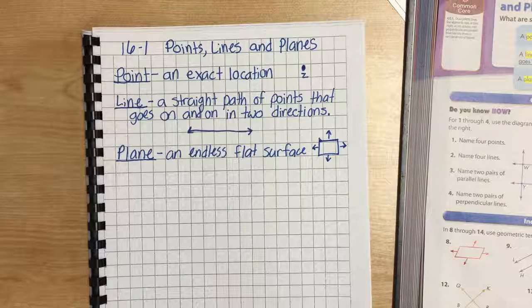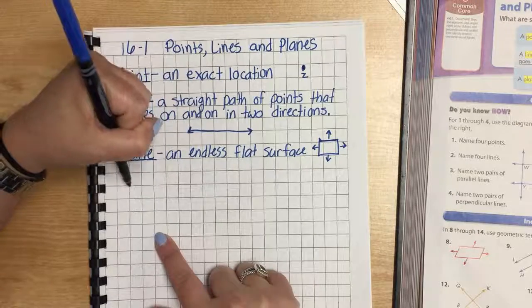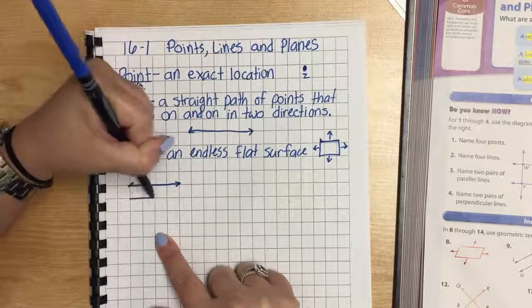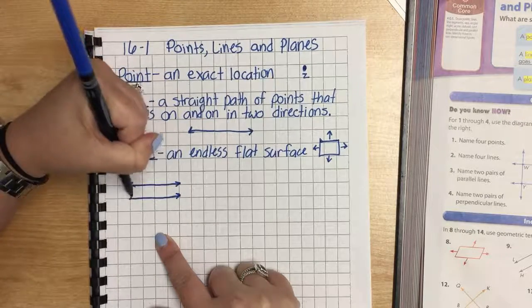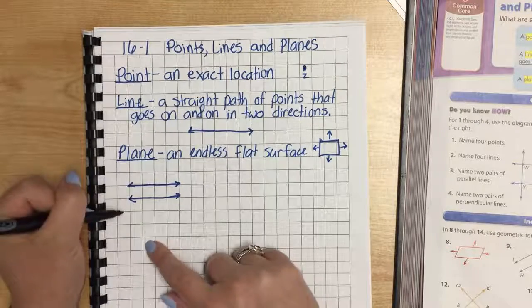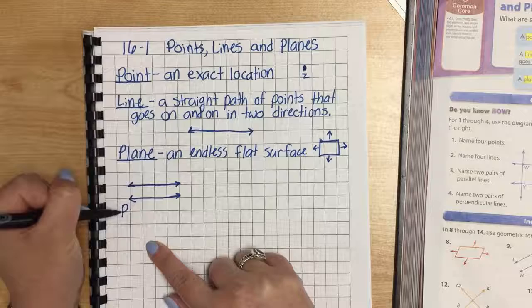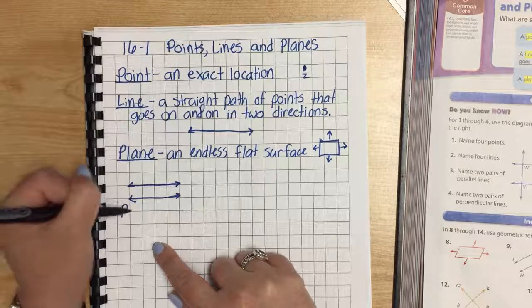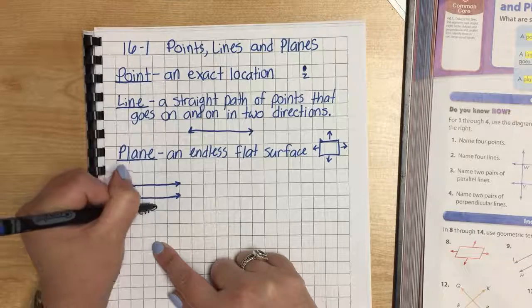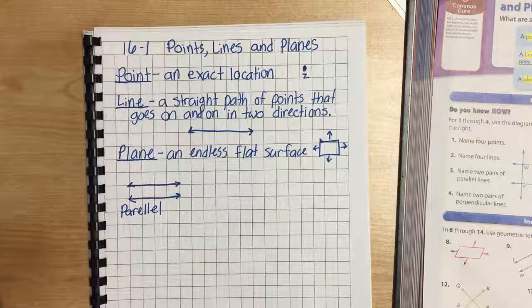And now we're going to talk about the three different kinds of lines. What are these? Parallel lines. Parallel lines never, ever meet. Ever. They will go on and on, and they will never touch.